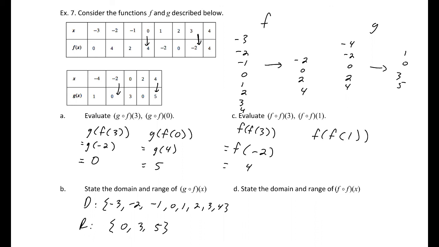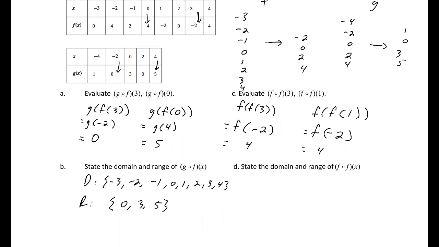Okay. f of 1 is -2. So it's f of -2, and then that goes to 4.